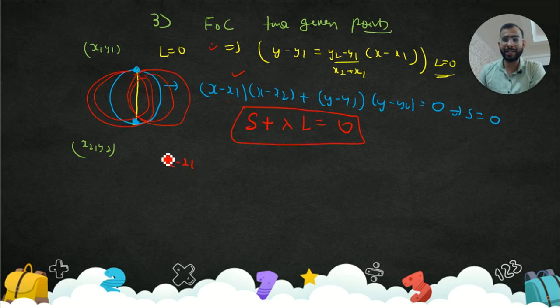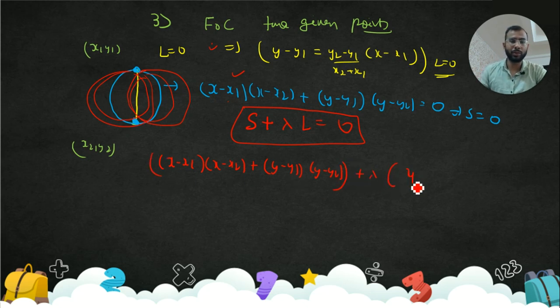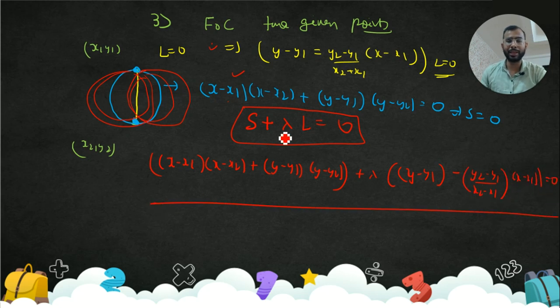If you want I can write it down, but it will look very lengthy. This is our circle plus lambda L. L is y minus y1, and we'll take this on the other side, minus y2 minus y1 upon x2 minus x1. Don't memorize the formula at all, understand the approach, and the question would be easy. Okay, easy, yes.